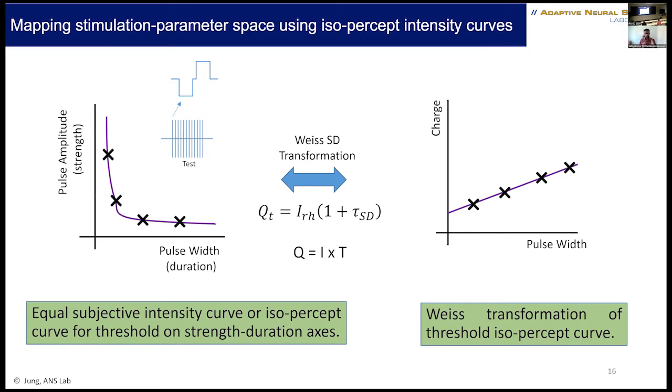Now, you can take those points and then apply a Weiss transformation to transform them to a charge duration plot, where the charge is going to be a linear function of pulse width. You can apply a linear fit and then transform it back to get a strength duration curve. And the strength duration curve, which you see on the left in violet, essentially represents all points where the stimulation is just perceivable. And this is what I mean by an isopercept intensity curve.